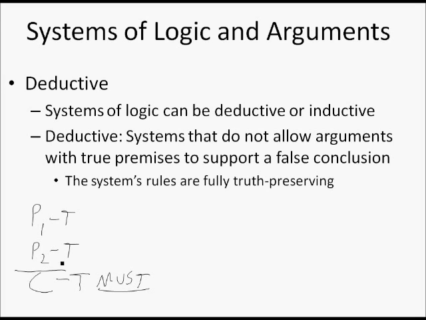Now, if instead the system of logic we're using allows the conclusion to be false, then it is not deductive. It may be inductive, or it could not be a system of logic we want to be using at all. It could be something with rules that don't really make sense. But the point is that if we're using a deductive system of logic, if it has true conclusions, the rules of the system must make sure that you have a true conclusion.